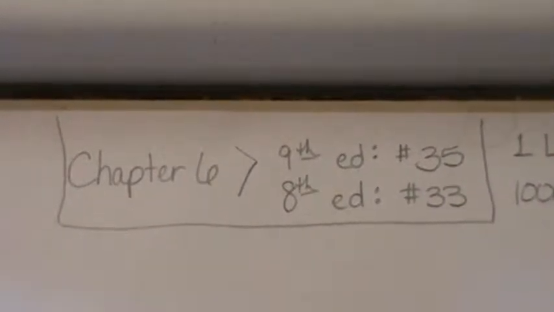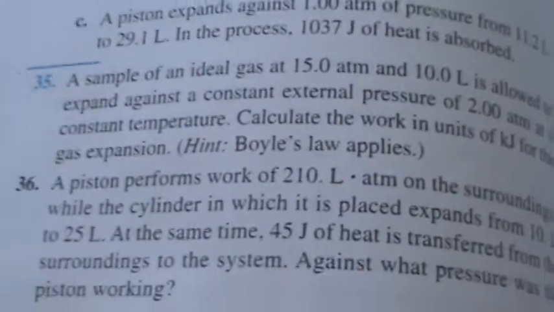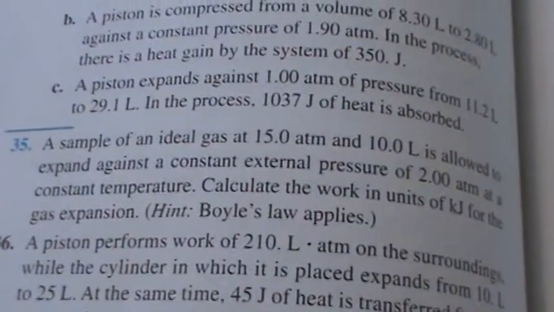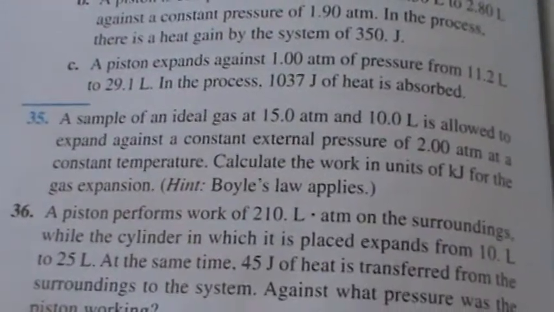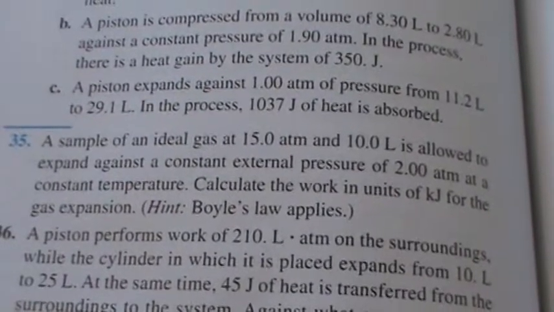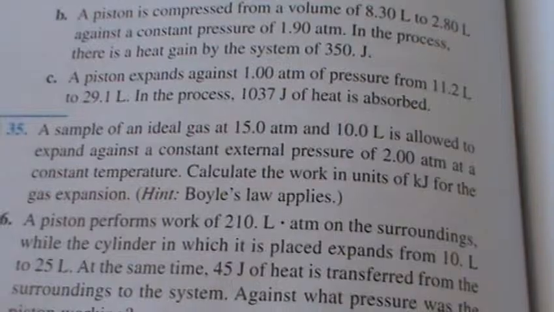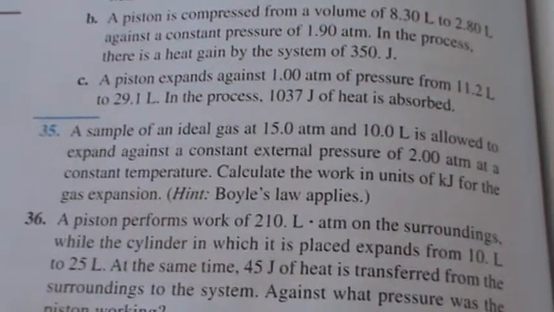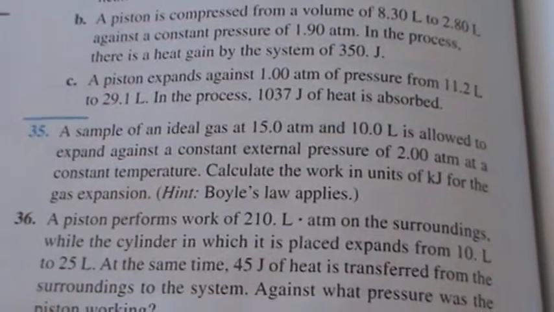This is Chapter 6. In the 9th edition, it's problem 35, and in the 8th edition, it's problem 33. Okay, so I'm looking at the 9th edition here, and we're dealing with a gas sample that starts out at 15 atmospheres and 10 liters. The external pressure is 2 atmospheres, and it's allowed to expand at that pressure. So that pressure is going to be used a couple times. It tells us to calculate the work in units of kilojoules and that Boyle's law applies.